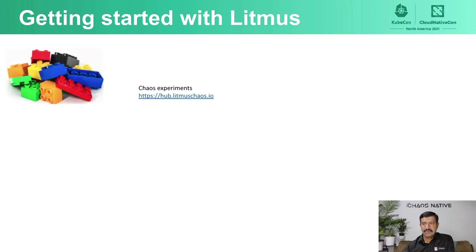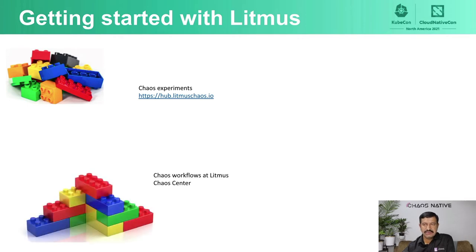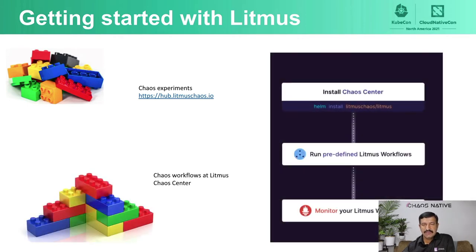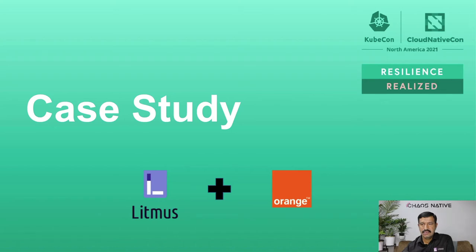So how do you get started? As I said, we have a bunch of experiments already available. These are like Lego blocks. You just need to put them together, install Litmus through Helm, and you get Chaos Center. You start running your basic workflow, invite your team members, and attach it to your Prometheus Grafana monitoring system, and everything is in place. So it's fairly easy to start. At the same time, it's highly scalable, a powerful SDK is there, and you can go very deep describing your complex fault scenarios.